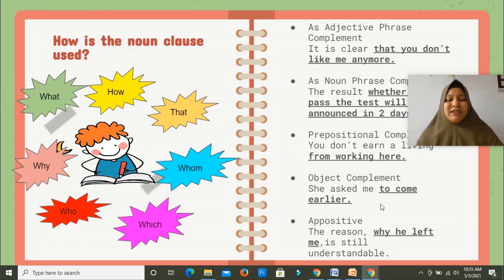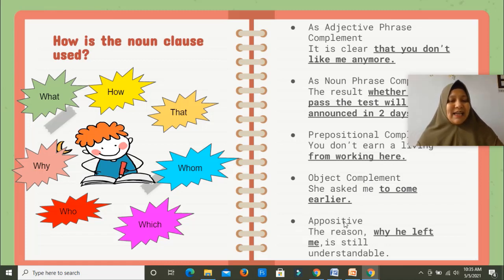And then the next is as object complement. She asked me to come earlier. The noun clause is to come earlier as object complement because it defines or explains the object me.